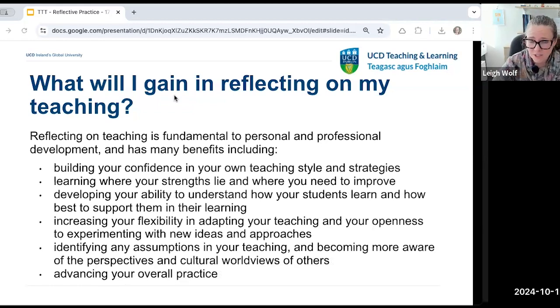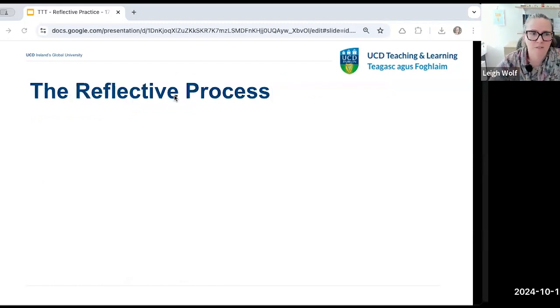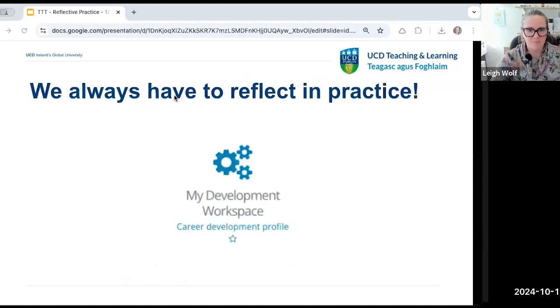Identifies assumptions in teaching, so we might be able to find some of our biases and assumptions and become more aware of perspectives and cultural worldviews of others, and can advance practice overall. And there's loads and loads of research to back the fact that reflective practices in teaching and learning in general are positive activities.